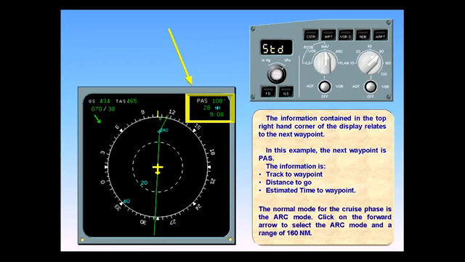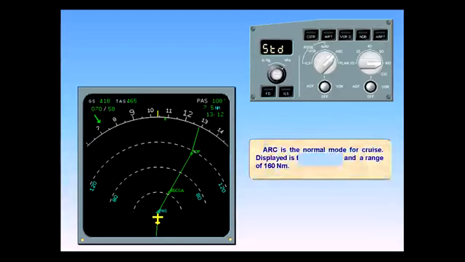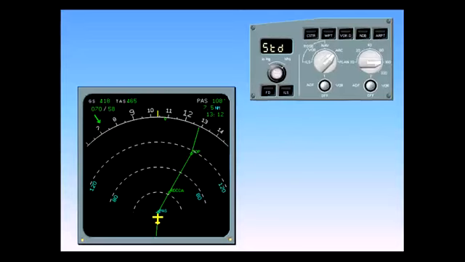The normal mode for the cruise phase is the arc mode. Click on the forward arrow to select the arc mode and a range of 160 nautical miles. Arc is the normal mode for cruise. Displayed is the arc mode and a range of 160 nautical miles. Using the push buttons at the top of the EFIS control panel, additional information can be displayed.